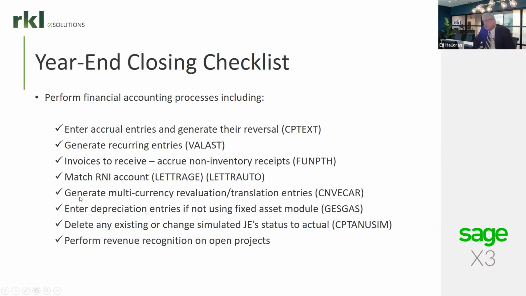Generate multi-currency revaluation and translation entries. That's to revalue your open invoices, both AP and AR, at month end. And then the translation process: usually if clients are running two different ledgers, then you can translate the balances in the second ledger so that the translation gains and losses at month end are generated and posted to the other comprehensive income account.